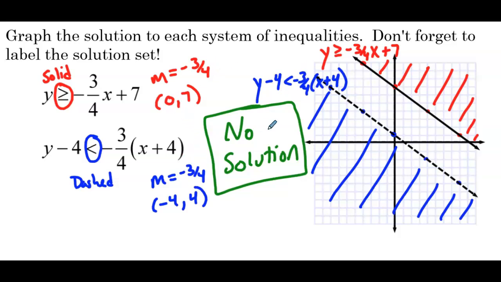Now, what else could have happened? Well, if the blue region was shaded above the line and the red region was shaded below the line, so if we switched the inequality signs, then they would have overlapped right in between the two parallel lines. Okay, so when we have parallel lines, we have to just make sure we graph the solution set separately and see where they overlap. Don't always assume that's going to be no solution, because that's definitely not going to be the case.